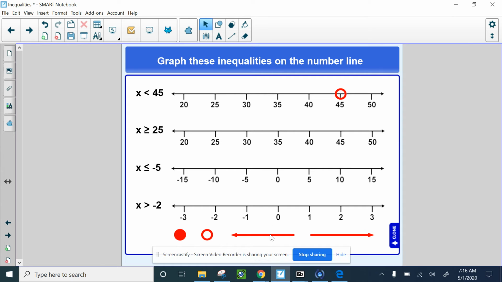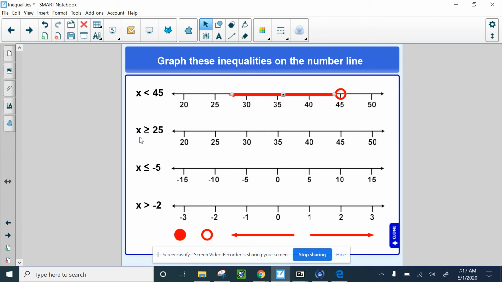Yes. So I want my arrow to go the direction pointing to all the numbers smaller than 45. Now, when you're drawing your arrows, they could go all the way to the end. They could be very short and tiny. They could just be any length you want. The arrow at the end means that the line can keep going on forever. So it's any number that is less than 45.